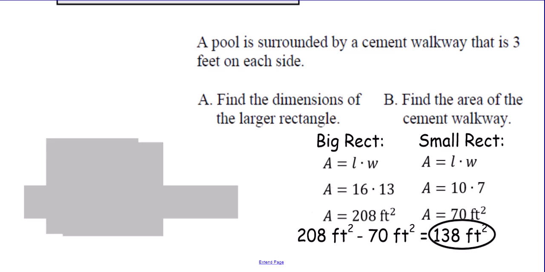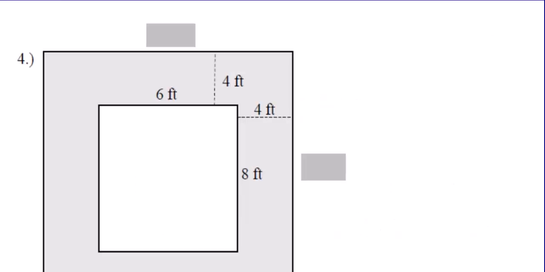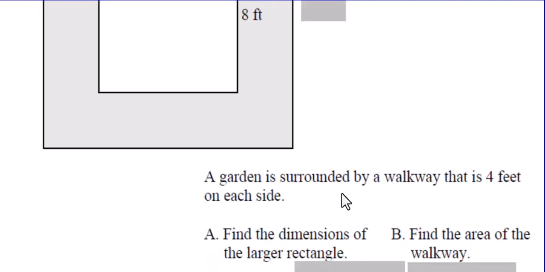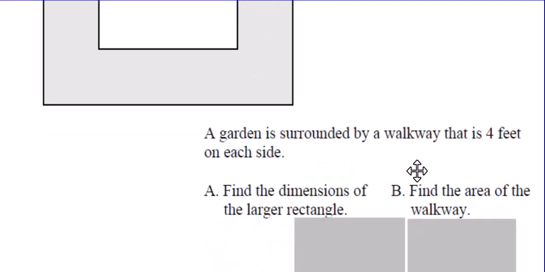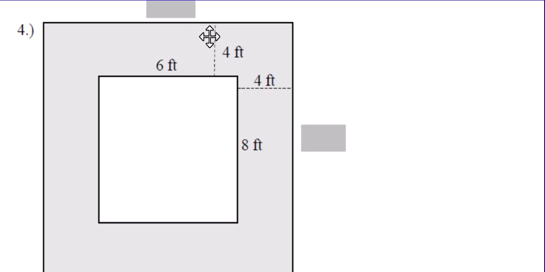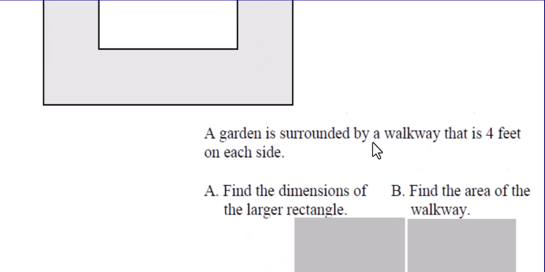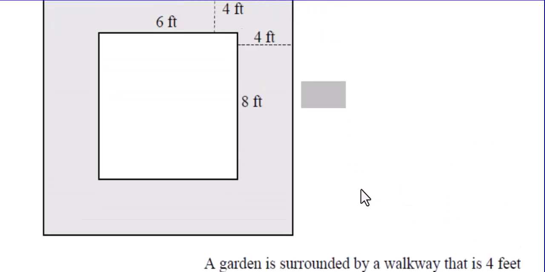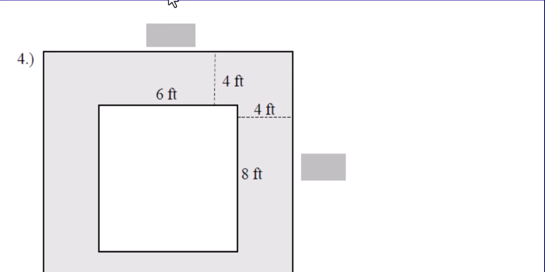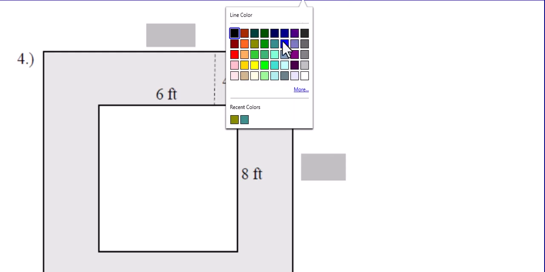So let's practice this again. Taking a look at this next problem, and my picture is not necessarily drawn to scale. It says a garden is surrounded by a walkway that is 4 feet on each side this time instead of 3 feet. We're going to find the dimensions of the larger rectangle. So let's describe how to find this. Let's put some lines in here, choose some different colors.